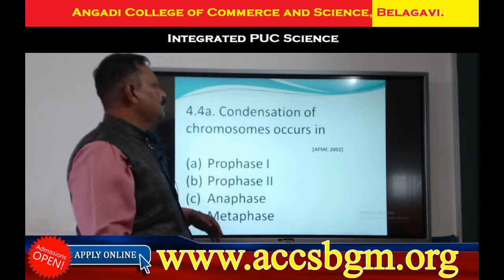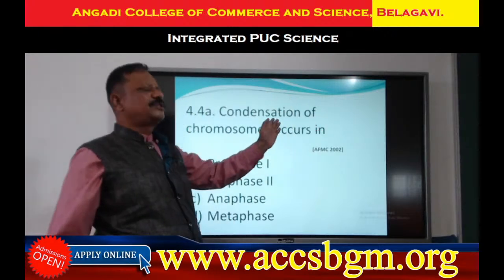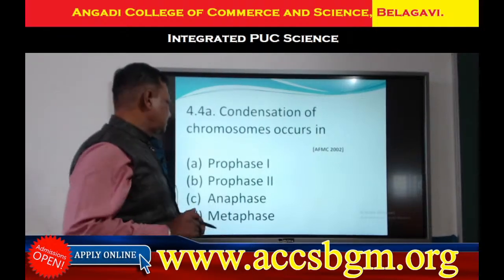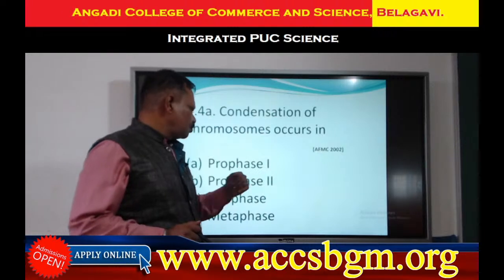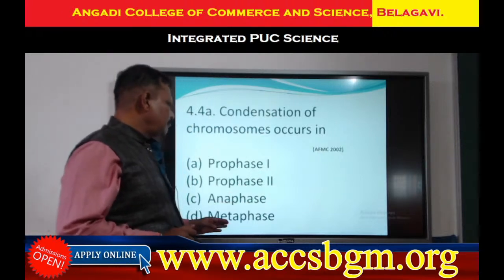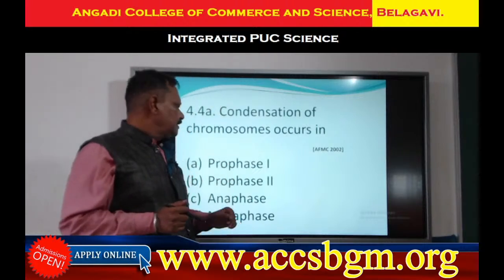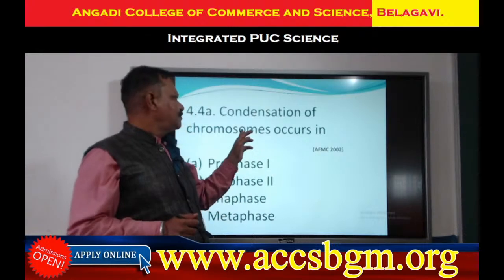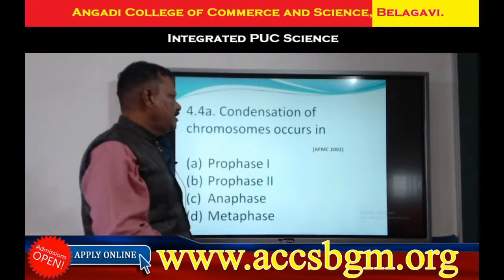Next, condensation of chromosomes occurs in. So condensation of chromosome, where does it occur? Just see: prophase 1, prophase 2, anaphase, metaphase. So I told you, we just discussed, that it is option A, prophase 1. Maximum condensation takes place in prophase 1. Next one.